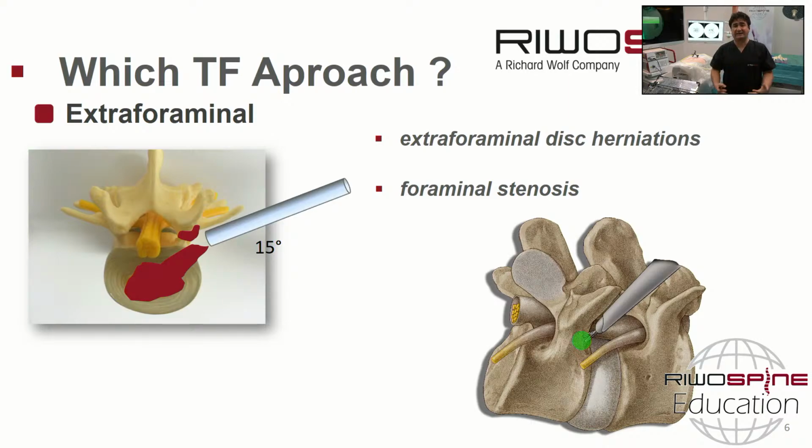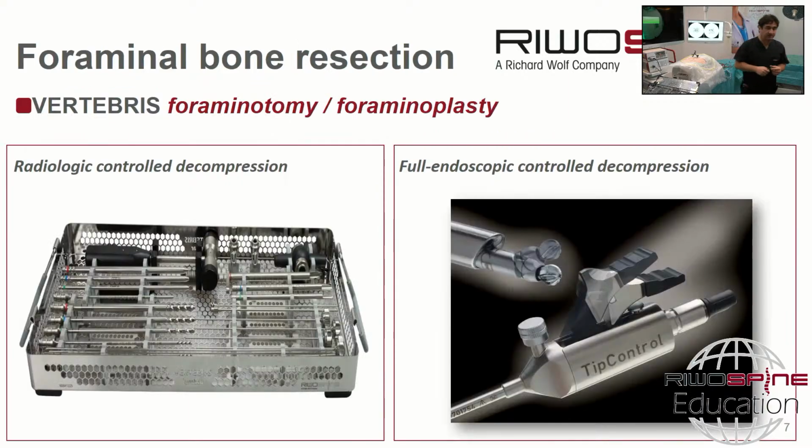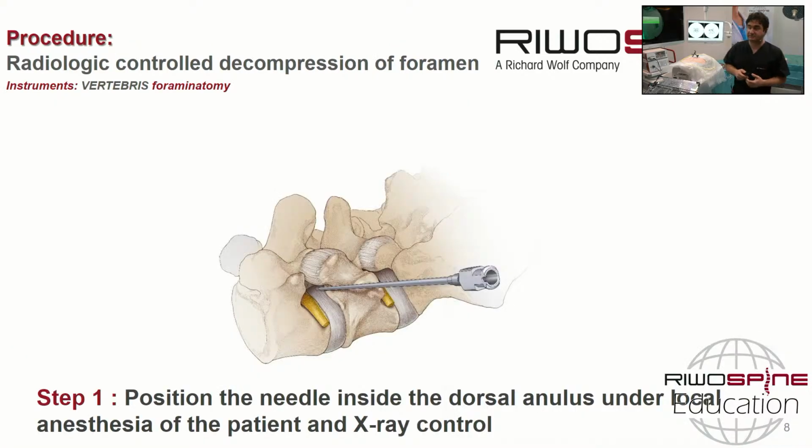Basically, if you are working outside of the foramen, this is called extraforaminal approach. Let's come to the topic for the bone resection. If you want to do the bone resection with the transforaminal approach, now we have two options in our hands. The first option, you can do it under fluoroscopic control with the manual drills. And the second option is the full-endoscopic visual control with a tip control shaver.